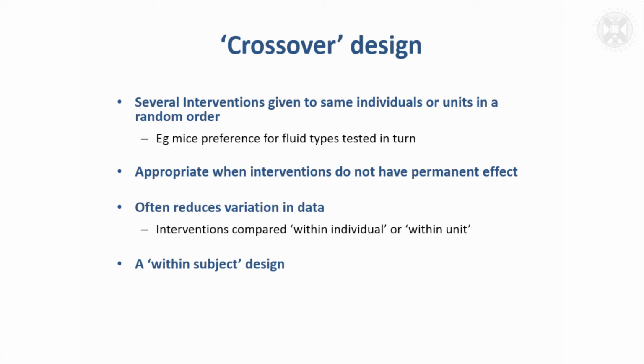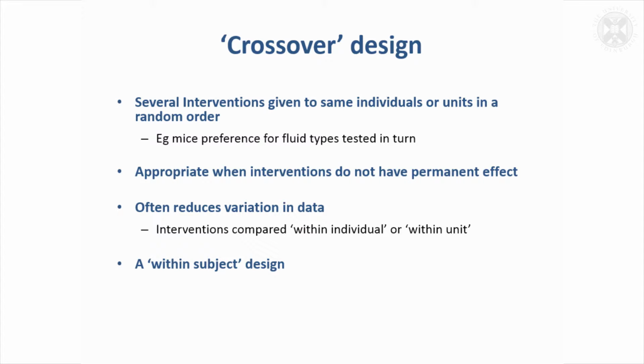Another design to be aware of is sometimes called the crossover design, and this is for the situation where it's possible to give more than one intervention to the same individual or to the same unit if you're not studying individuals. In the crossover design you would do that in a random order. So it might be that you give the interventions in time, or it might be that you're studying different parts of the body, right and left, and you can give them at the same time.